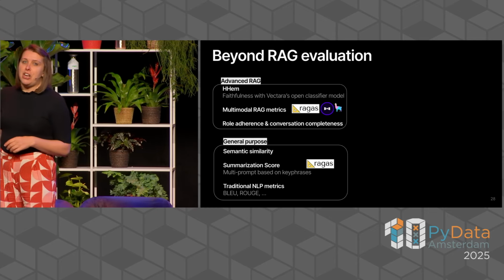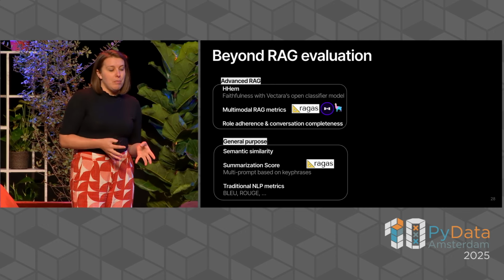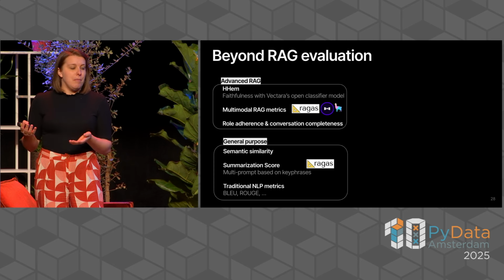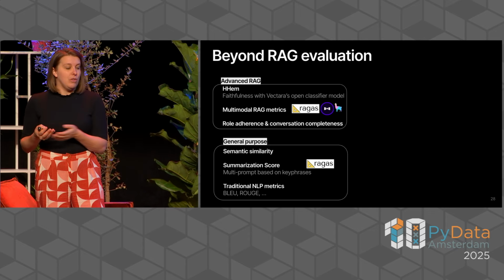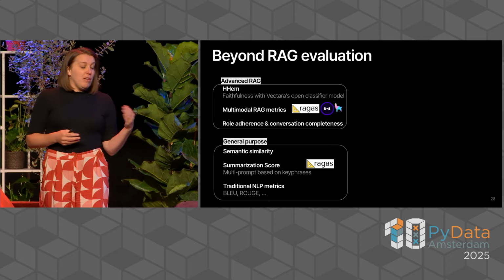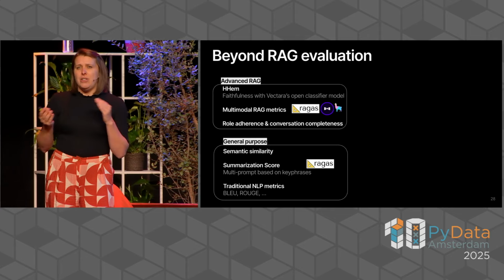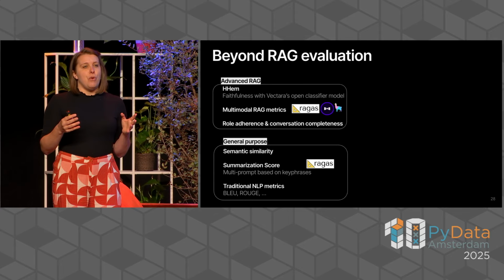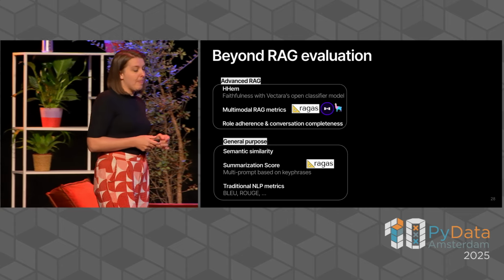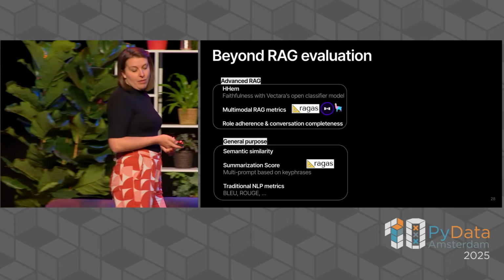Then there are general purpose metrics. You can use them within parts of your chatbot or just as inspiration for other LLM applications you want to evaluate. Semantic similarity is kind of the classic. But then, for example, Ragas also has something like the summarization score. So it has a measure for how well an LLM summarized a specific text. And then, of course, a whole range of NLP metrics is out there as well.